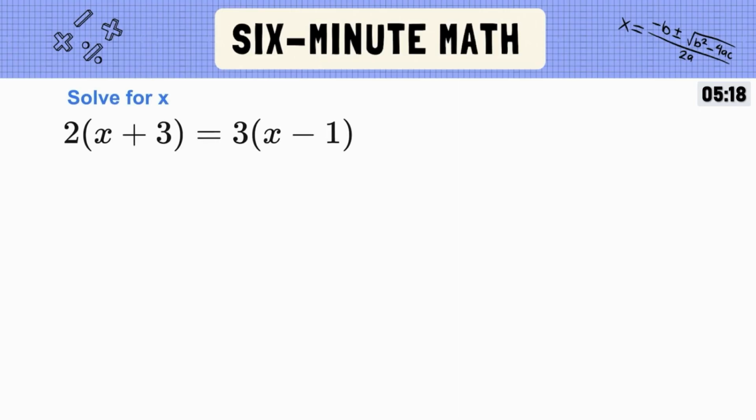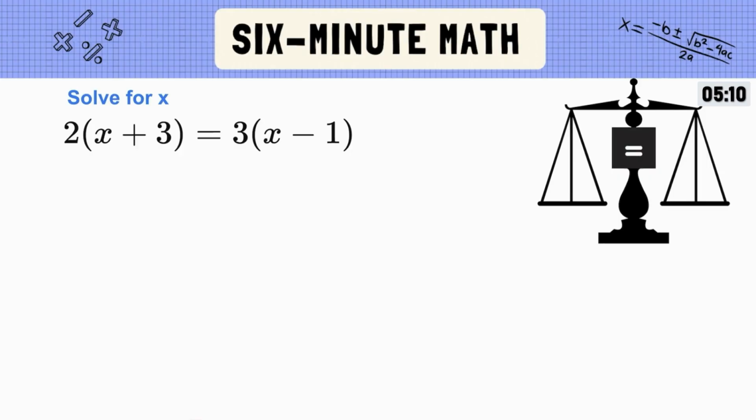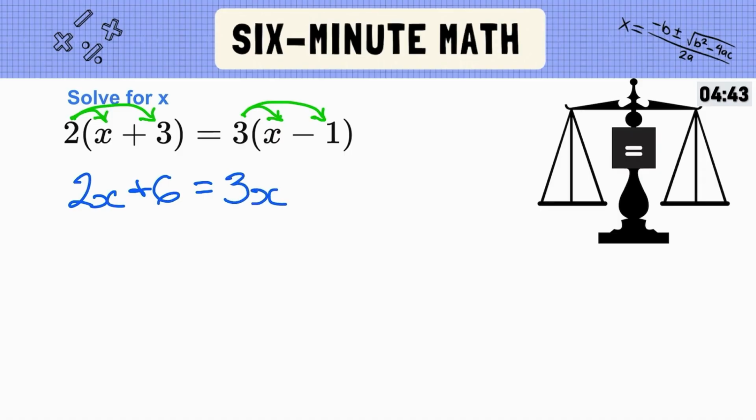We're going to solve for x in 2(x + 3) = 3(x - 1), and I always need to maintain my balance. My first step is I'm going to use the distributive property to get rid of my brackets. 2 times x is 2x, and 2 times 3 is positive 6. And that is going to equal 3 times x is 3x, and 3 times negative 1 is negative 3.